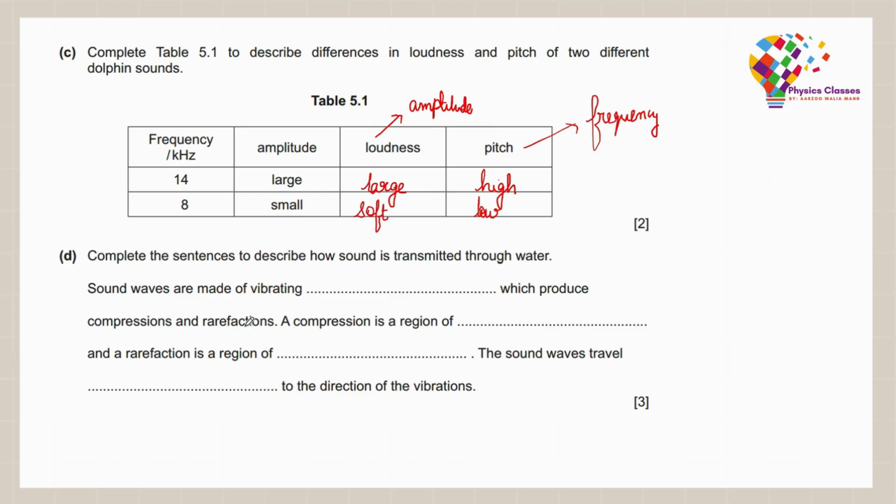Sound waves are made up of vibrating particles which produce compressions and rarefactions. A compression is a region of high pressure and a rarefaction is a region of low pressure. The sound waves travel parallel to the direction of vibrations since they are longitudinal waves.